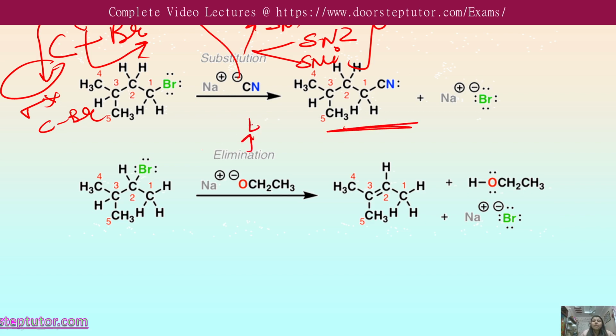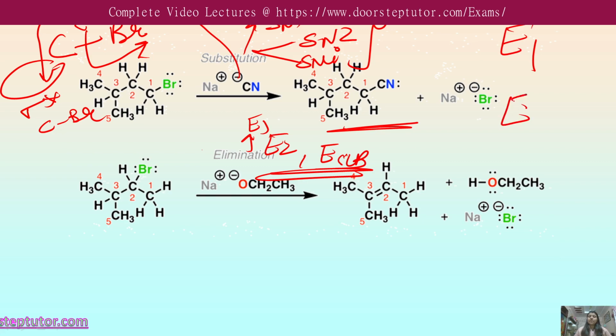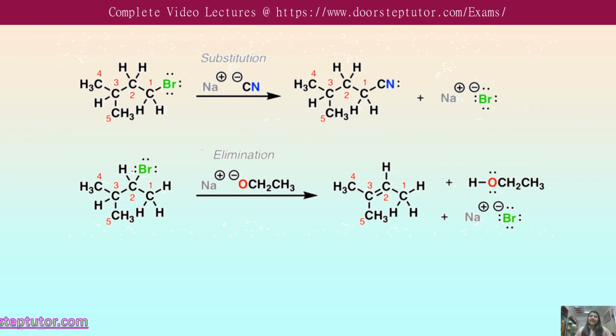In the elimination reaction we have different types: E1, E2 and E1CB. So we have three types of elimination reaction: the E1 elimination reaction, the E2 elimination reaction, and third, the E1CB elimination reaction. Here, in the elimination reaction, we have sodium OCH2CH3 minus, so we have an ion with us. How will the elimination happen? Elimination means the removal of groups.